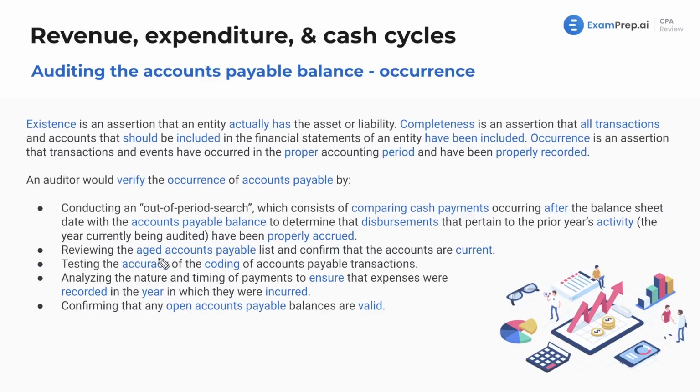We can also review the aged accounts payable list and confirm that the accounts are current, similar to the aged receivable balance. We can also test the accuracy of the coding of accounts payable transactions, make sure those are properly coded in the GL. We can analyze the nature and timing of payments to ensure that expenses were recorded in the year in which they were incurred. And lastly, we can confirm that any open accounts payable balances are valid.